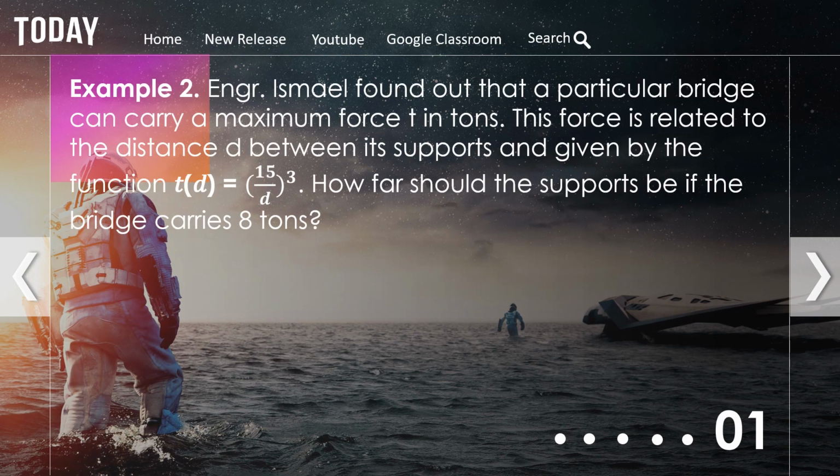So we have example number 2. Example number 2 says, Engineer Ismail found out that a particular bridge can carry a maximum force T in tons. This force is related to the distance D between its supports given by the function T of D is equal to 15 over D cubed. The question is, how far should the supports be if the bridge carries 8 tons?